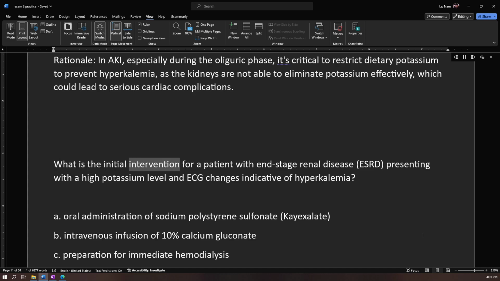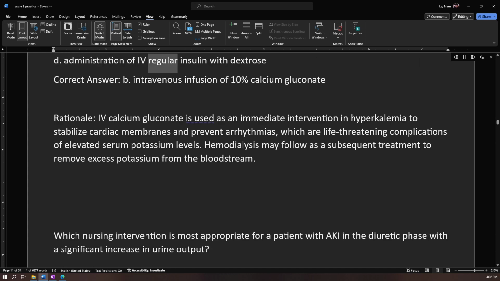What is the initial intervention for a patient with end-stage renal disease, ESRD, presenting with a high potassium level and ECG changes indicative of hyperkalemia? A. Oral administration of sodium polystyrene sulfonate, Kayexalate. B. Intravenous infusion of 10% calcium gluconate. C. Preparation for immediate hemodialysis. D. Administration of 4 units of regular insulin with dextrose. Correct answer: B. Intravenous infusion of 10% calcium gluconate.